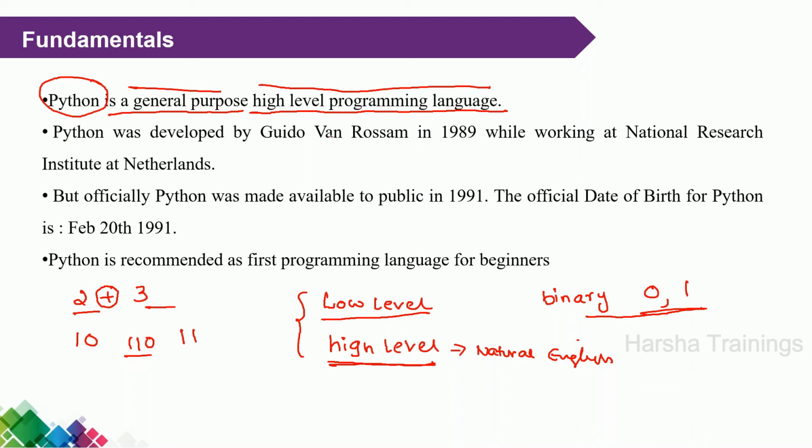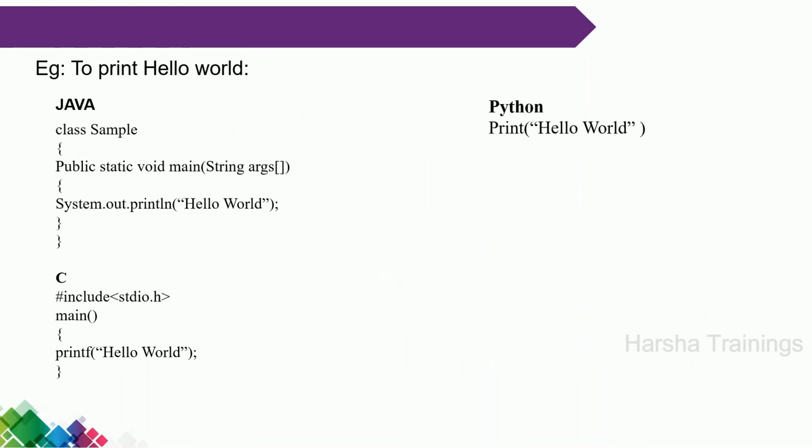Now, Python was developed by the scientist Guido van Rossum in the year 1989, but officially Python came into existence in the year 1991. It is recommended as the first programming language for beginners. Okay. Now, I will explain one thing.